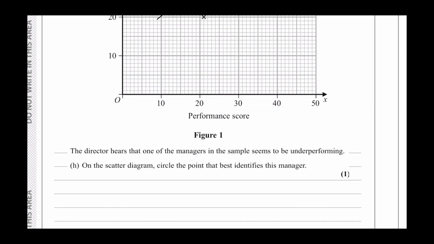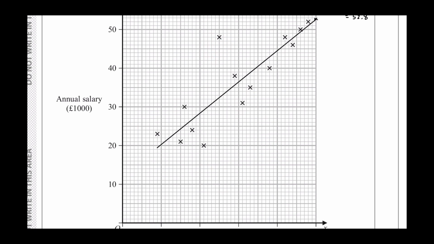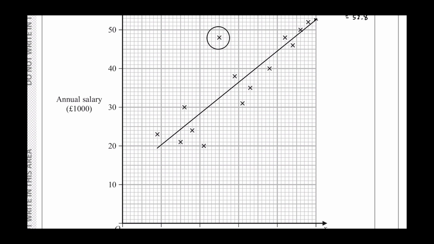Here is problem H. The director hears that one of the managers in the sample seems to be underperforming. Circle the point that best identifies this manager. According to this diagram, you can see that this point seems to be the one that is underperforming. So the answer is this point.